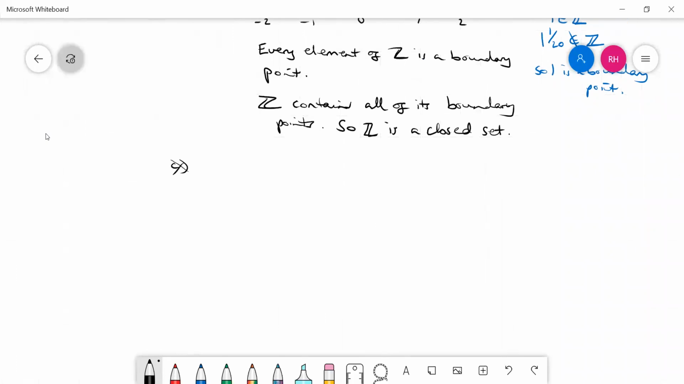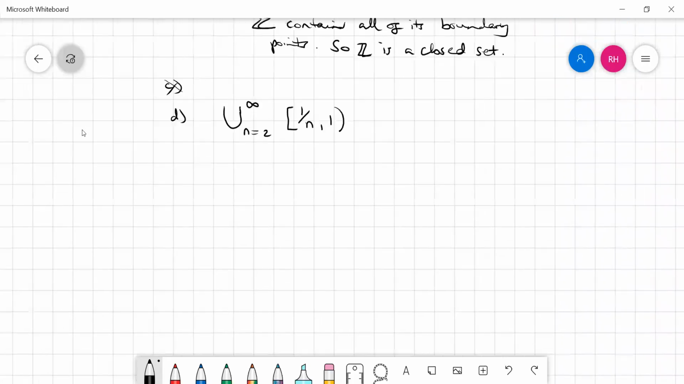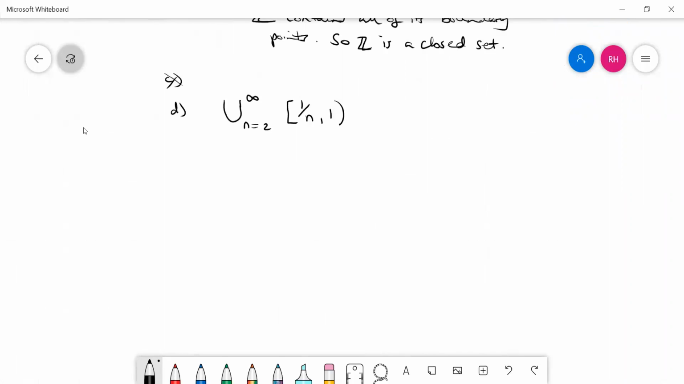C, actually C is pretty easy. I won't do C. Let's do D. The union from n equals 2 to infinity of the set 1 over n to 1. But notice the brackets have to be nuanced about that. The square bracket means we include 1 on n. The round bracket means we don't include 1. So let's draw the real number line. Let's call this point the point 0, and this can be the point 1.